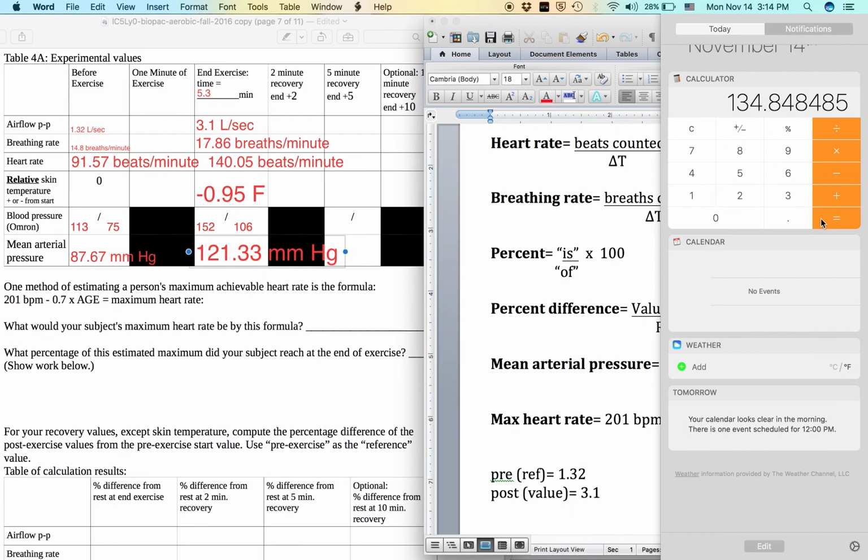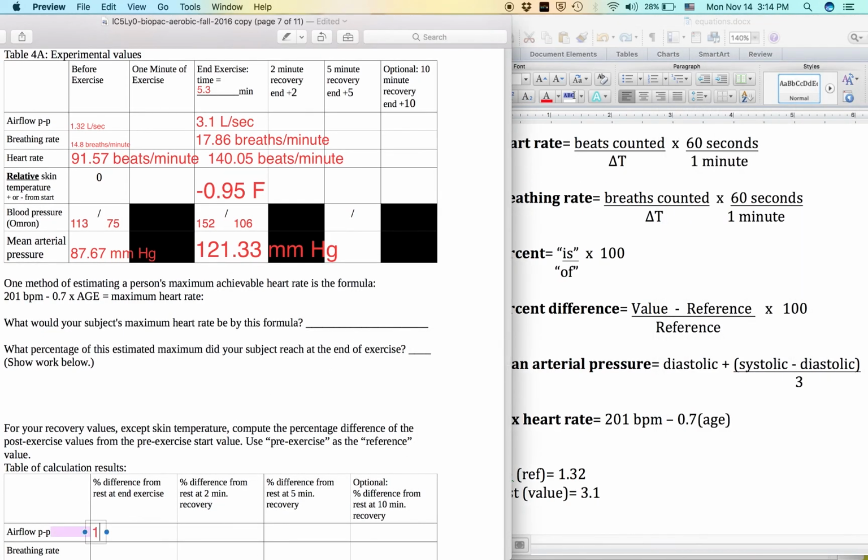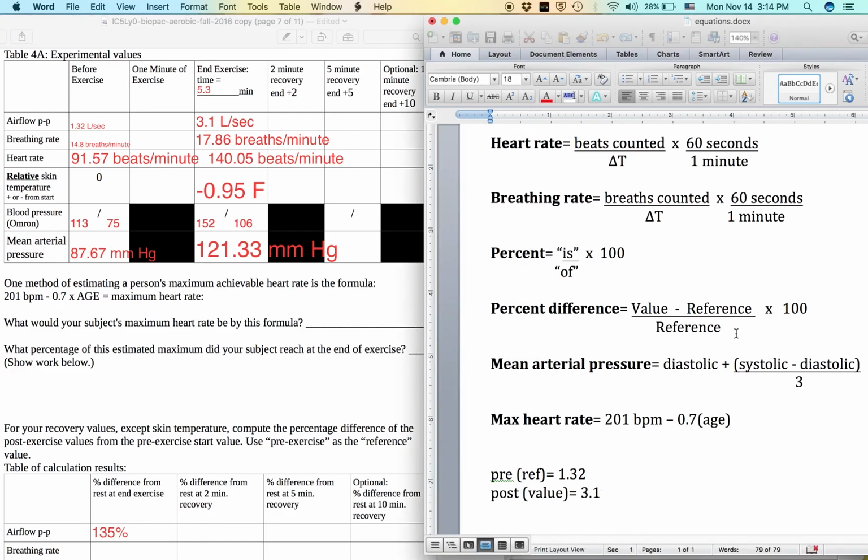So 135% is what I'm going to call that. And that's positive 135%. So to interpret your percent differences, our cutoff values are going to be at 0%. So I'm going to put that right here. 0% cutoff.